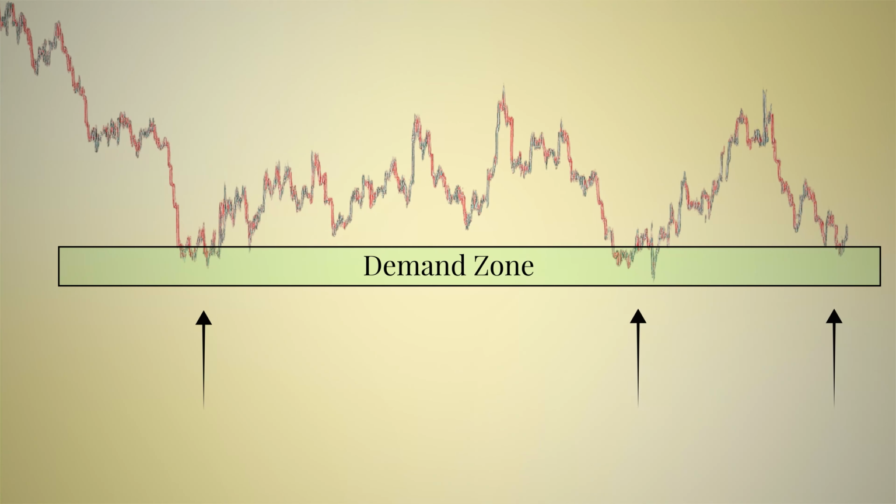Now demand zones are the complete opposite of supply zones. It's a level in price where buyers came in before and pushed up the price aggressively. So when price goes back to that zone in the future, there's a very good chance buyers will still be there and still be in control. And that gives us traders a chance for a bounce setup or a long setup.